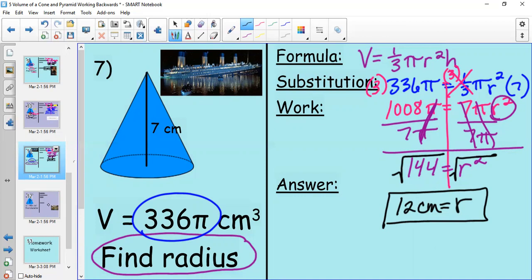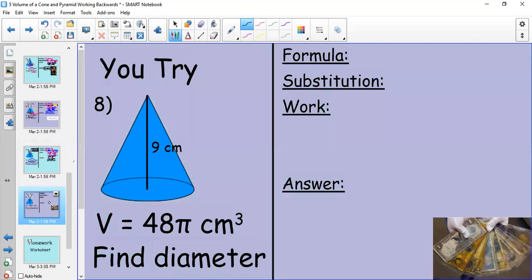All right. I'm going to have you try one last one on your own. This is definitely meant to be a challenge. Go ahead and pause now. All right, let's see how you guys did. This one says find diameter, which neither formula has diameter, but of the two formulas, I know if I find the radius, I can find the diameter. So I'm going to use the formula that has the radius in it.